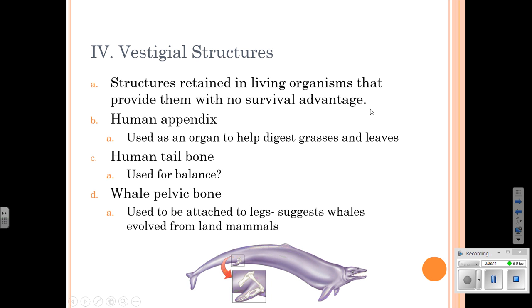If you don't know what that is, it's a tiny little sac that sits at the beginning of your large intestine. Back in the day, it was an organ that helped us break down some of those more fibrous type grasses and leaves, breaking down that nice cellulose in the plant walls. But today, there is no real advantage for having an appendix. As far as we know, it just holds some bacteria that maybe help with digestion. A lot of people get their appendix removed and they're fine. So that's what we consider a vestigial structure. We can live without it. No real survival advantage for having it.